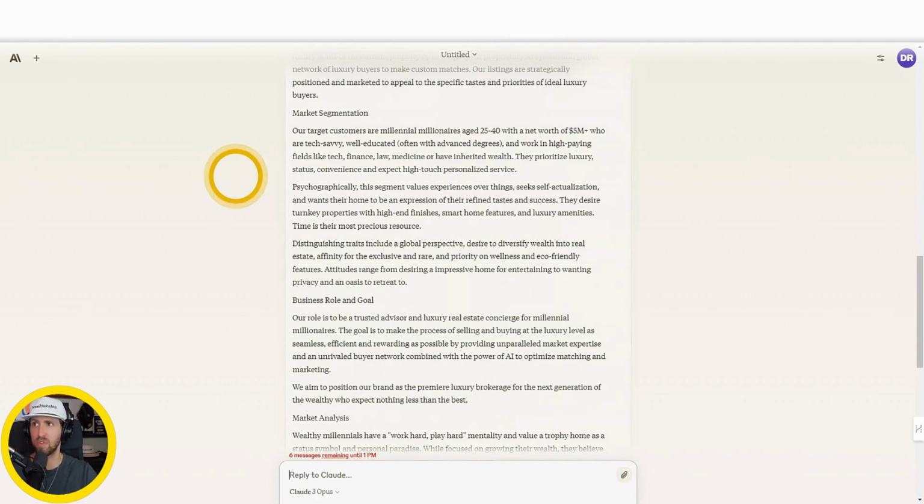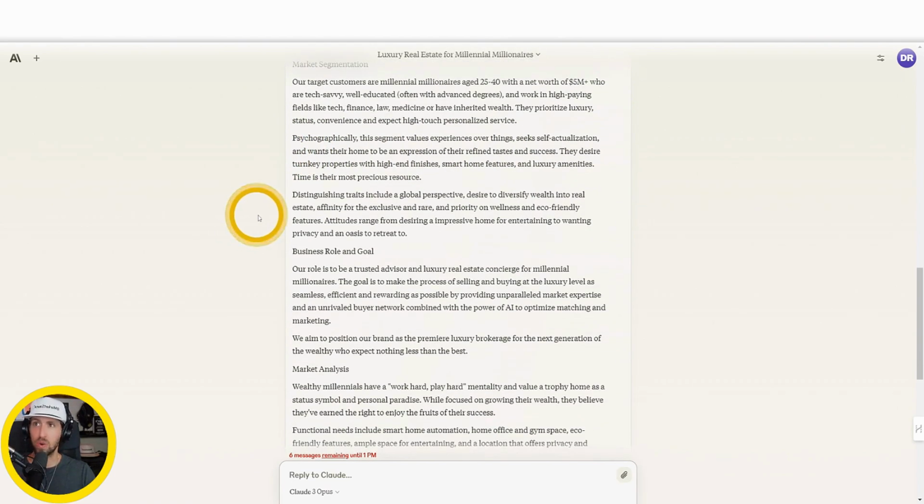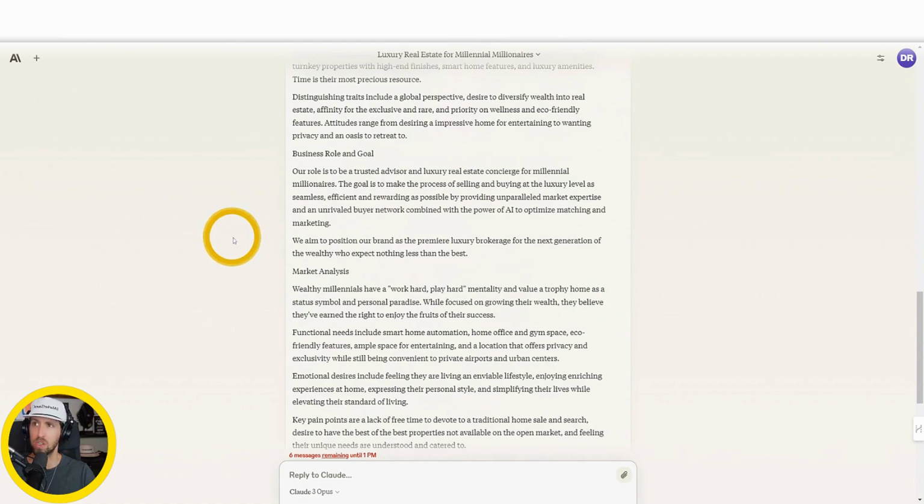We want to make sure it's focused in. Looks like it's on the right track right now. And so as we get down to the psychographically, they value experiences over things, self-actualization, wants their home to be an expression of their refined tastes and success, distinguishing traits, right? And so I'm seeing, okay, this is a little bit more who this person is and how we can start to talk with them.